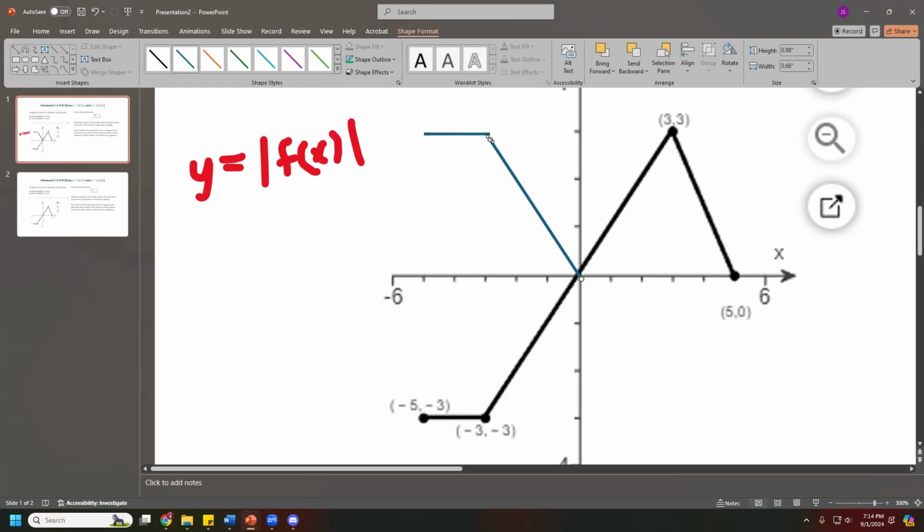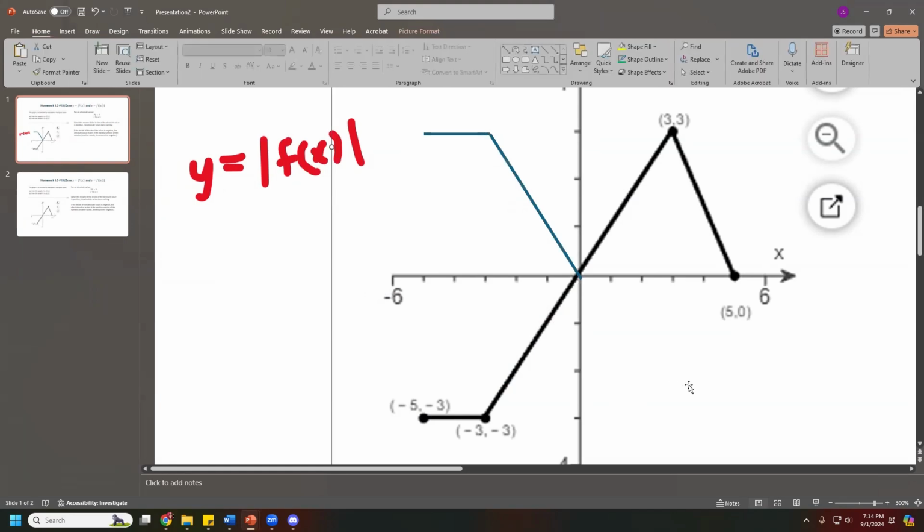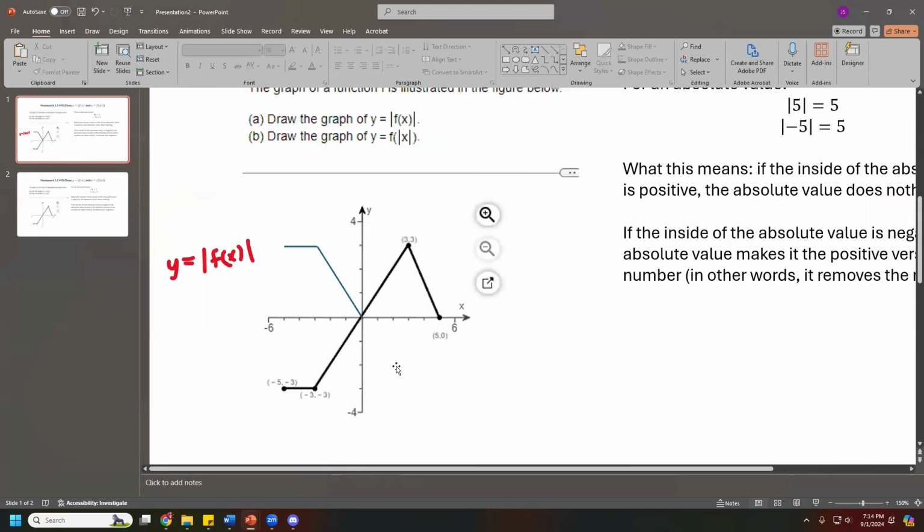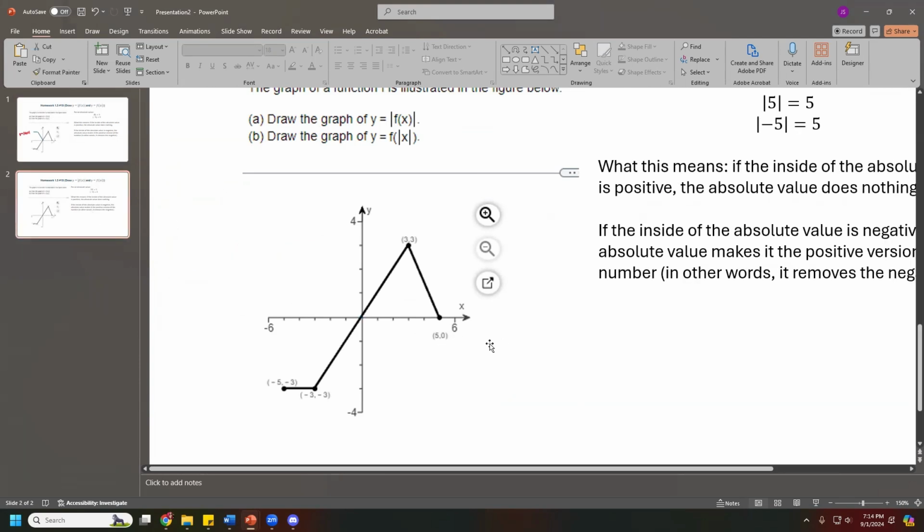Actually, +3 looks a teeny bit higher, so I'm going to go ahead and fix that. What this transformation essentially does is it takes any negative portions and flips them to the positive side. Okay, so this is a duplicate of what I just had over there. Now I'm going to do the same thing for part B.